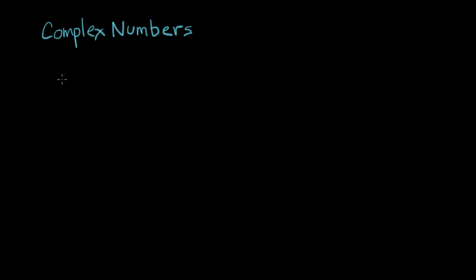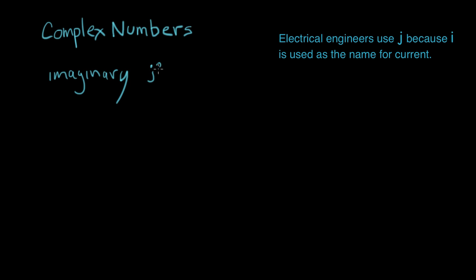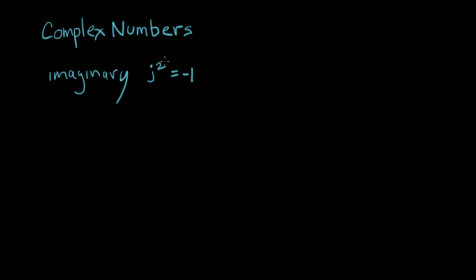So let's get started. The complex numbers are based on the concept of the imaginary number j. In electrical engineering, we use the number j instead of i. And j squared is defined to be minus 1. So that's the definition of j, and that's referred to as an imaginary number. I don't really like the name imaginary, but that's what we call it. It's a really useful concept in electrical engineering.